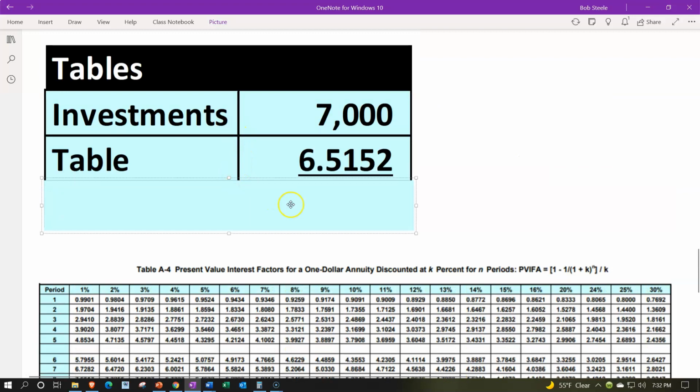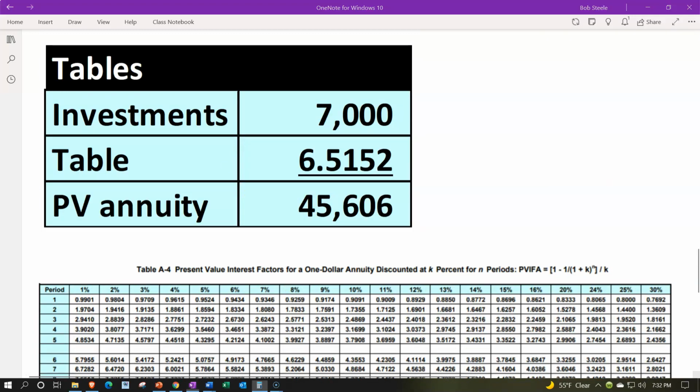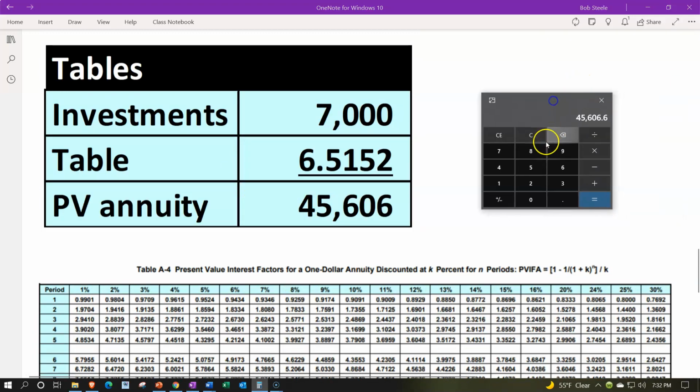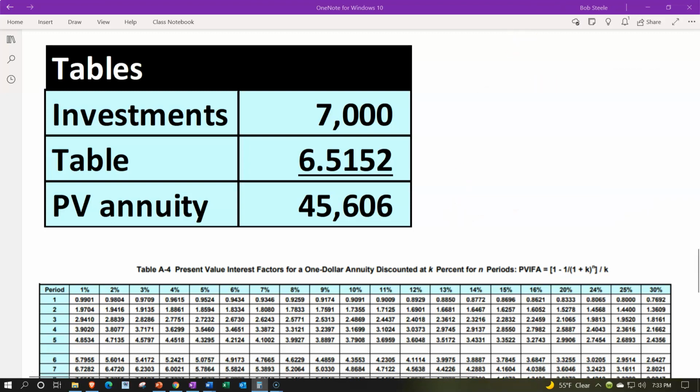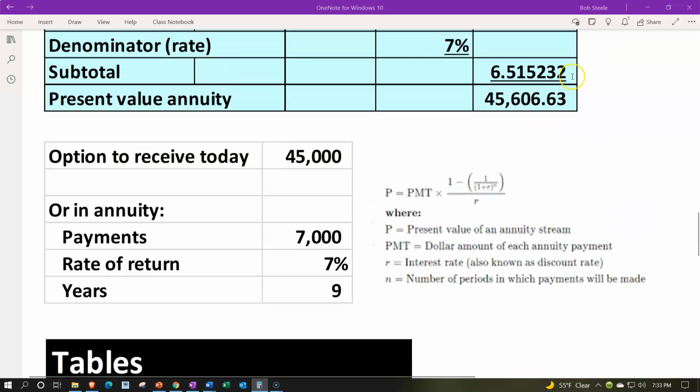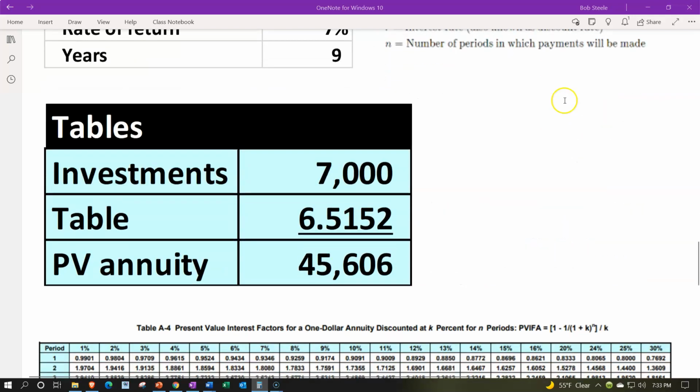So there's the 6.5152. Multiplying that out, pulling the trusty calculator over, we got the 7,000 times 6.5152 gives us 45,606 about. Remember that the tables are rounded to 4 digits, which is the actual numbers closer to the 6.5152. It has more than 4 digits, so you could have a rounding difference between the tables and the more accurate calculations using Excel functions and the mathematical formulas.